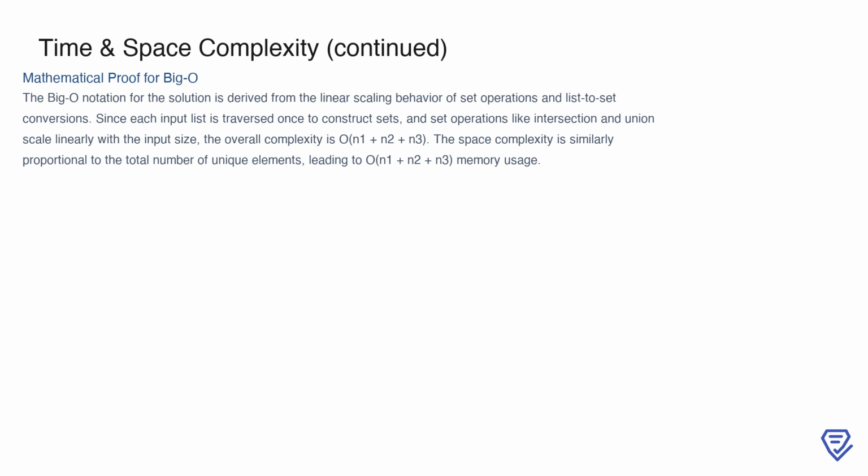This linear scaling behavior underpins the overall time complexity of O(n1 + n2 + n3). Similarly, the space complexity is dictated by the need to store sets and the result list, which collectively require memory proportional to the total number of unique elements. This results in O(n1 + n2 + n3) space usage. These characteristics make the solution both efficient and scalable, providing a significant improvement over alternative approaches for this problem.